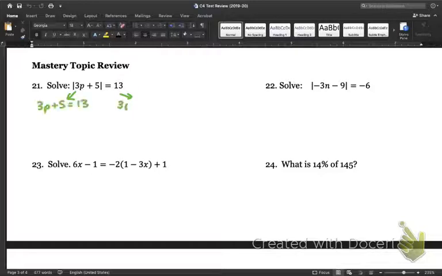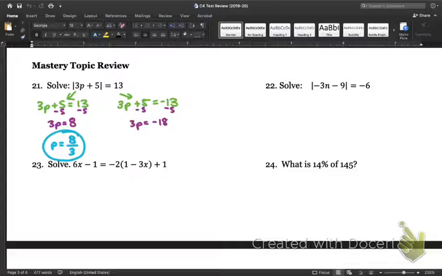Take what's inside, set it equal to positive 13. Second equation, take what's inside, set it equal to negative 13. Then we just need to solve both. So get p by itself by subtracting 5 and divide both sides by 3. Same thing on the right-hand side. Get p by itself by subtracting 5 and then divide both sides by 3.